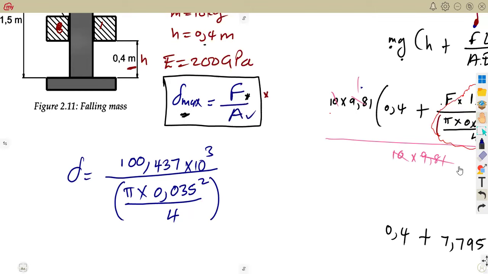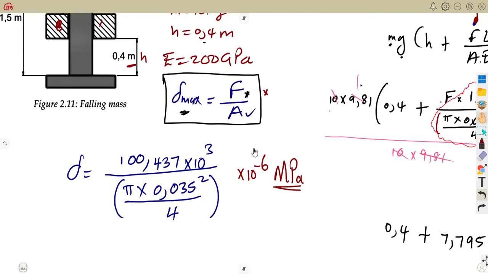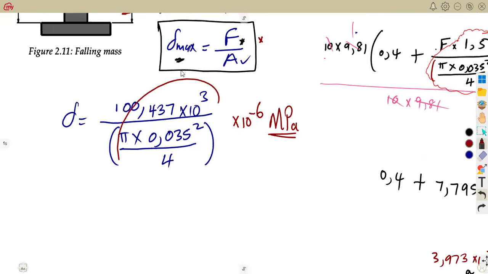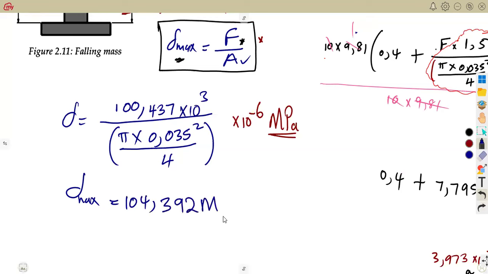And as we are calculating the stress, we know that this is megapascal. So I said simply multiply by 10 to the exponent of -6 so that your answer will be in megapascal. So by multiplying this whole part by 10 to the exponent of -6, guys, the stress that you're going to have there as the maximum stress will be in megapascals. And that is going to give us 104,392 megapascal. Just like that.